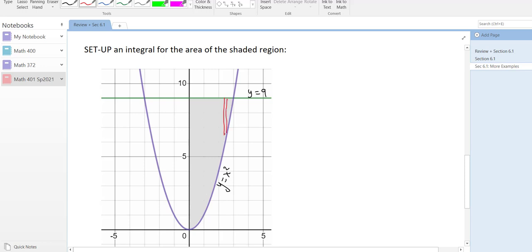rectangle, right? We chop up the region into tiny little rectangles, infinitely many, and then add them all up. We're looking at the x-axis from where the region starts, so this starts at 0, to where the graphs intersect. So this is going to happen at 3. And by looking at the graph, we can see that, or you can also set the equations equal to each other. 9 equals x squared, set it equal to 0, and solve. So we see that these graphs intersect when x is minus 3 and when x is 3.